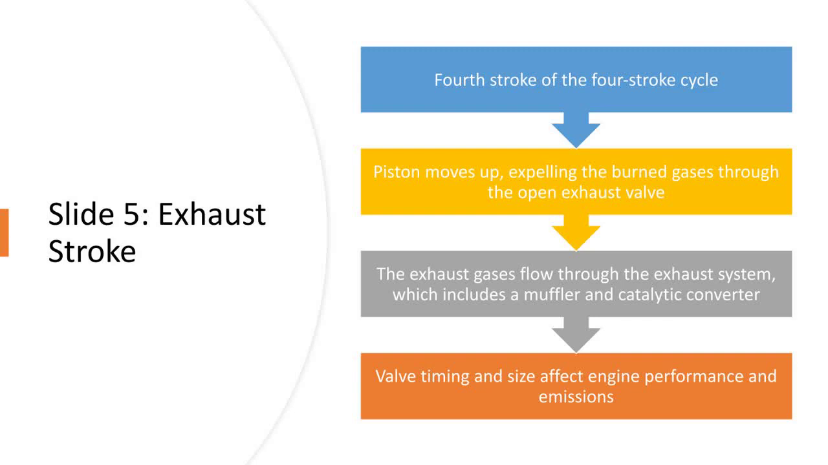The muffler reduces the noise of the engine, while the catalytic converter reduces harmful emissions by converting them into less harmful substances. The valve timing and size of the exhaust valve affect engine performance and emissions. Valve timing refers to the opening and closing of the exhaust valve, and it affects the engine's power and fuel efficiency. The size of the exhaust valve affects the engine's ability to expel the exhaust gases efficiently.